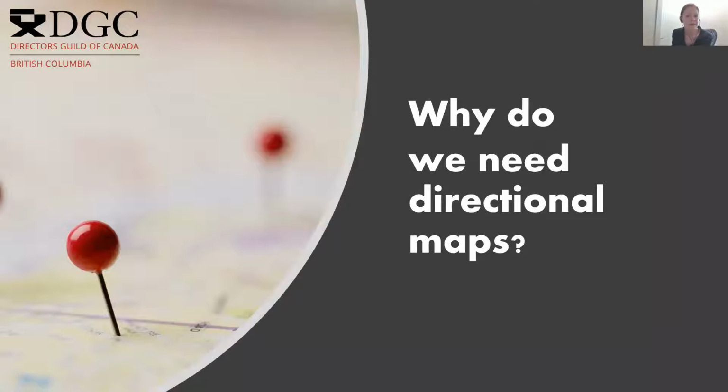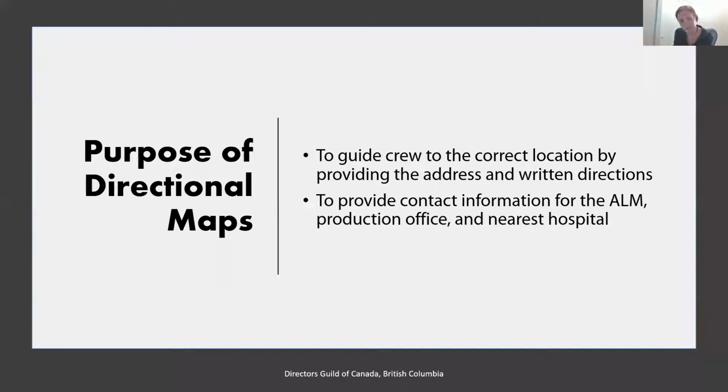So why do we need directional maps? And I know this question gets asked a lot, especially when everyone carries a cell phone with Google Maps. But there are some good reasons. The obvious reason is to guide the crew to the correct location by providing the address and written directions. The map also includes important contact information for the ALM in case people get lost, for the production office, and for the nearest hospital, which is very important.